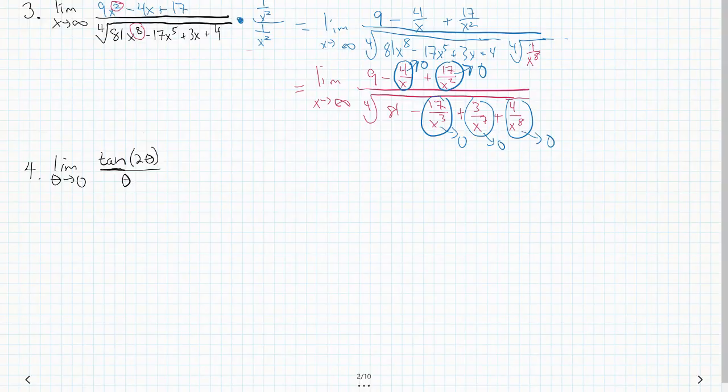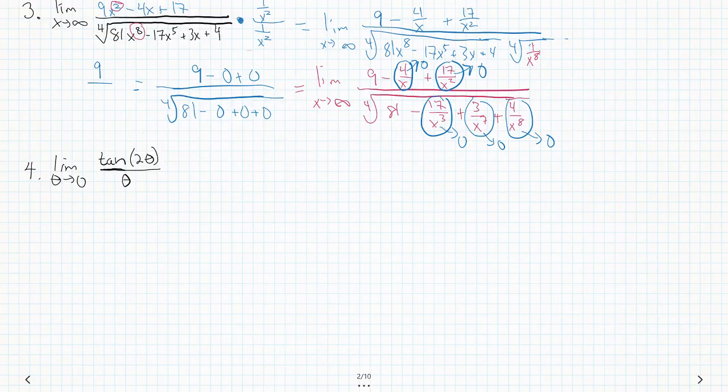So what this becomes is the numerator is just 9 minus 0 plus 0. The denominator is the fourth root of 81 minus 0 plus 0 plus 0. And that whole thing equals 9 divided by the fourth root of 81. So what number raised to the fourth power equals 81? That would be 3 to the fourth power, because 3 squared is 9, and 3 to the fourth is 81. So this is 9 divided by 3, so our final answer is 3.